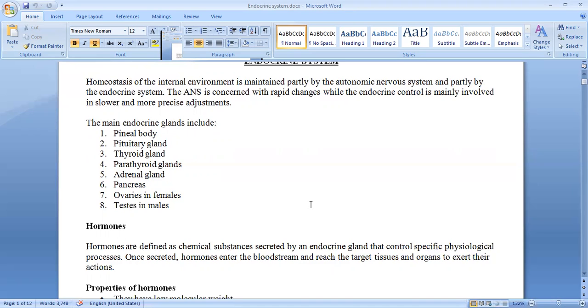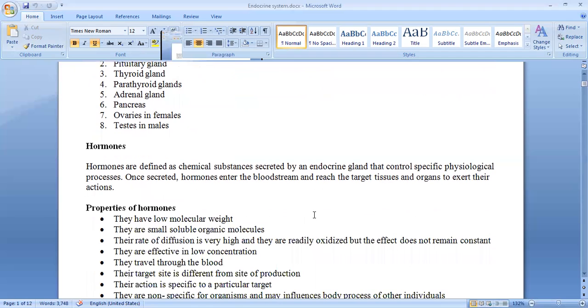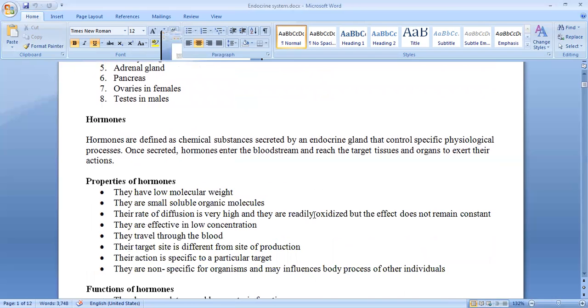So we know that there are many important endocrine glands in the body. Pineal body is present, pituitary gland is there, thyroid gland, parathyroid gland, adrenal gland, pancreas, ovaries in females, and testes in males. So all these are the major endocrine glands. The secretions of these endocrine glands are called hormones. We define hormones as chemical substances secreted by the endocrine gland which control specific physiological processes. Once the hormones are secreted, they enter the blood, and through the blood they reach the target organ or tissue, and there they exert whatever action is required.